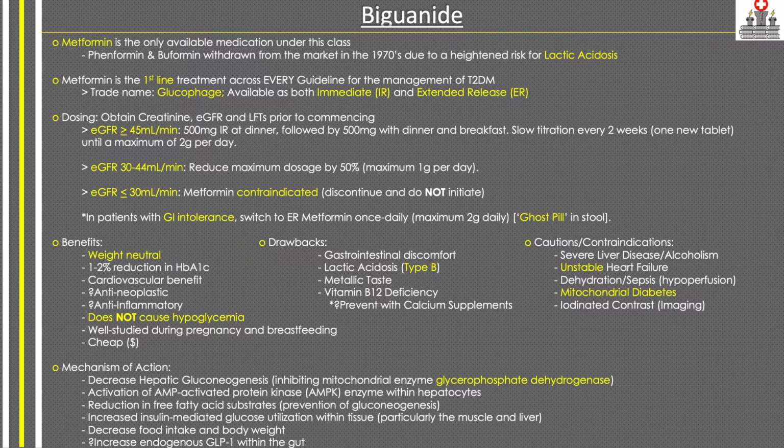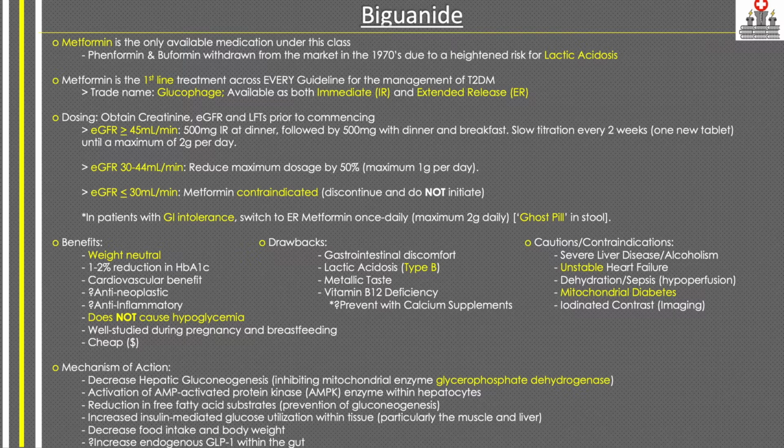When the eGFR falls between 30 and 45, it's a bit more tricky. Typically we say the maximum dose is 1 gram per day, so that's reduced by 50%. Some guidelines suggest we don't initiate metformin, but we can continue it. Others suggest we can initiate metformin, but at a reduced dosage. But when the eGFR is below 30, all guidelines agree metformin is contraindicated. So this suggests do not initiate it and discontinue if it has already been initiated.